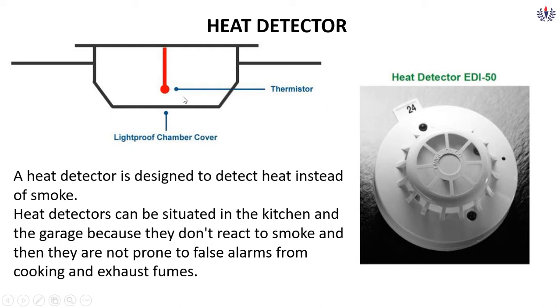So these types of heat detectors work on the principle of rate of rise of temperature. So if the temperature is fixed for 45 degrees, if the prescribed temperature is reached, the rate of rise of temperature will be increased. So this thermistor will act and it will try to activate the output devices. So this is the model. EDI 50 we are going to use in our panel.